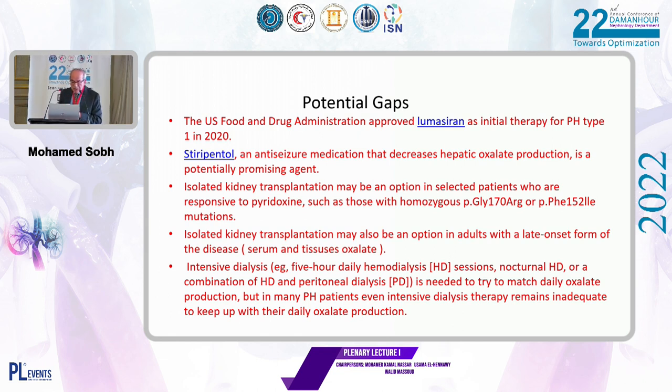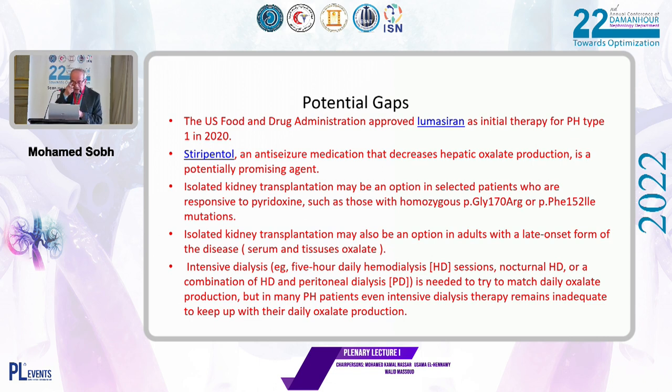Isolated kidney transplantation may also be an option in adults with late onset of the disease. A patient of 40 years diagnosed with oxalosis, you can try with it, with pre-medication by aggressive dialysis, B6, and this option. So this is a gap.